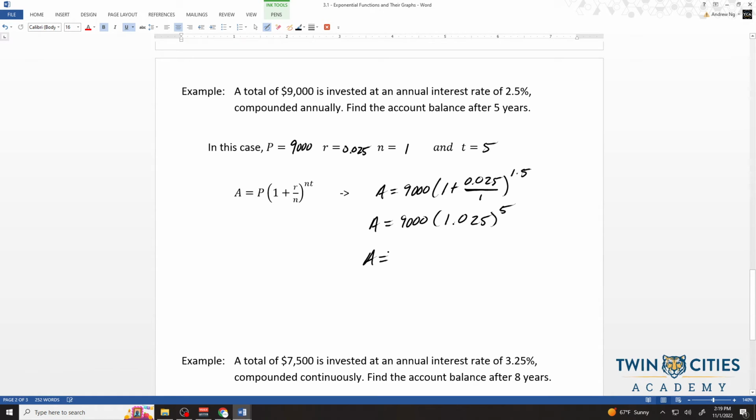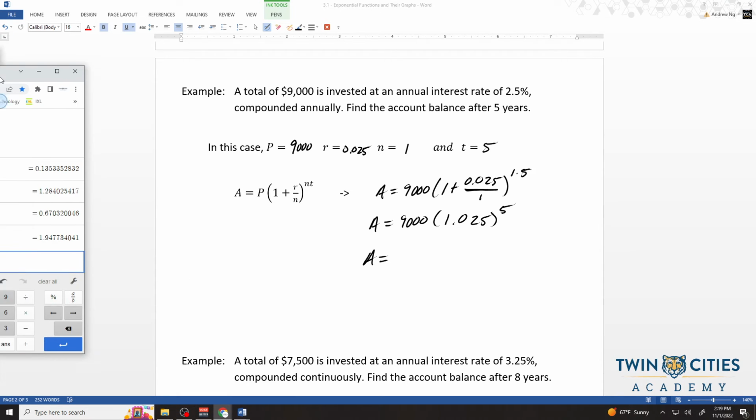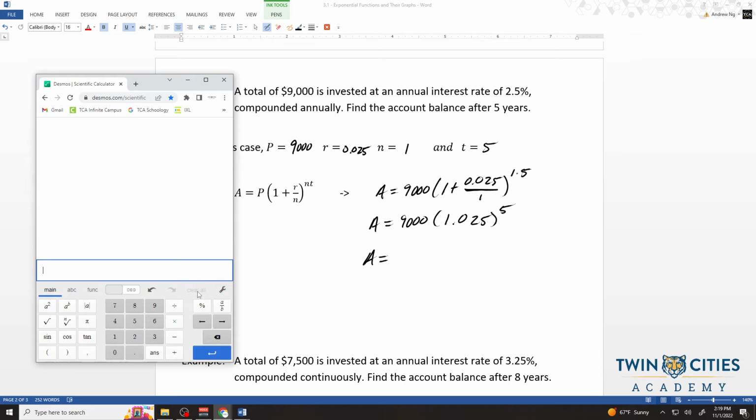A equals. Let's plug that into a calculator. So I've got 9,000 times the quantity 1.025 to the power of 5. This is 10,182.67.